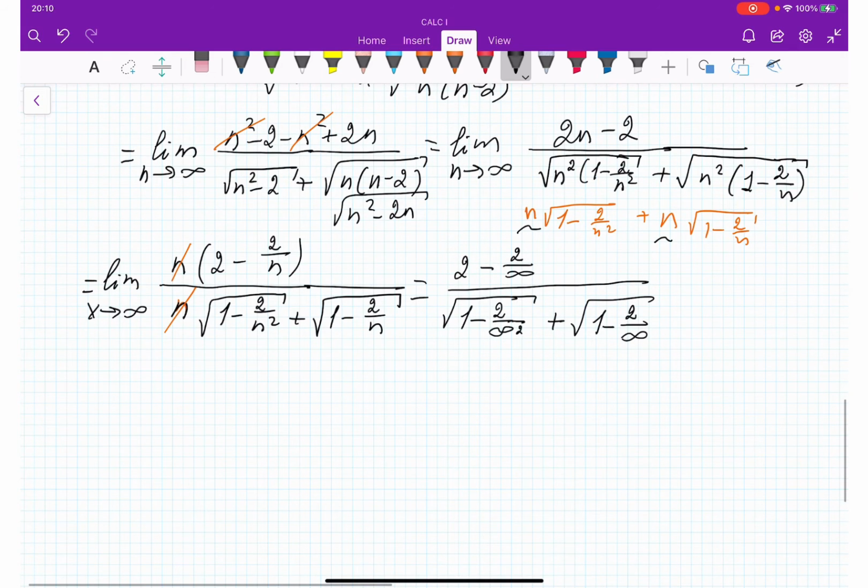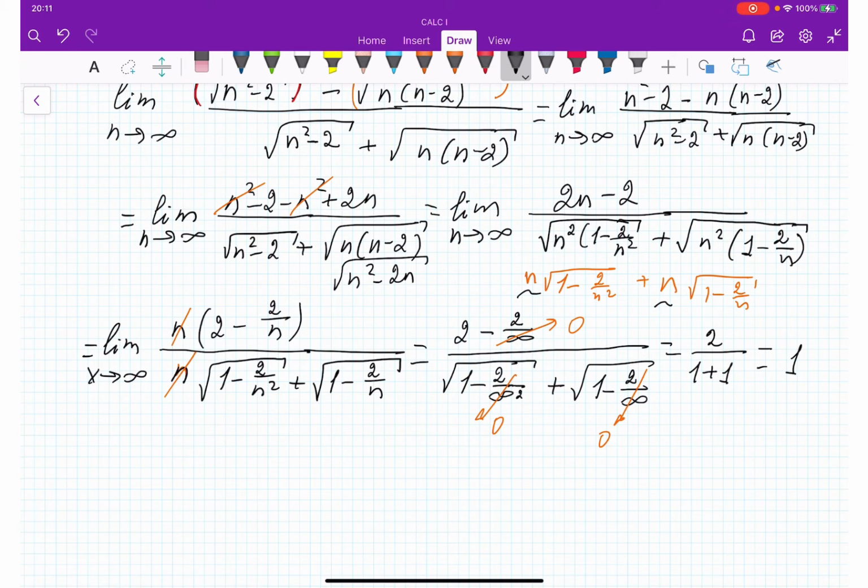So from here we have, this is going to be 0 because 2 divided by infinity is 0. This is also 0. This is also 0. And as a result, we get 2 over 1 plus 1, and the answer is going to be 1. All right? So by making changes, we could solve this problem. All right, next one.